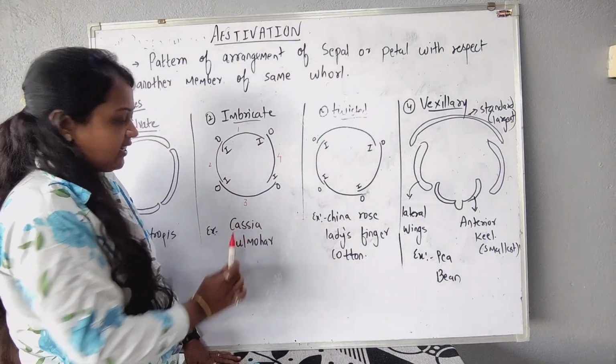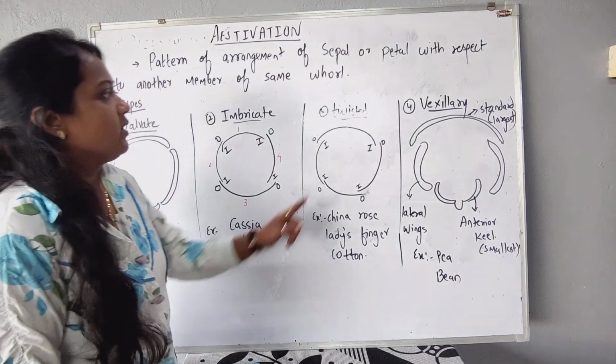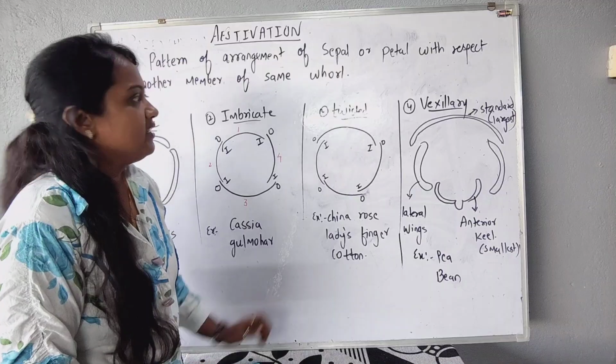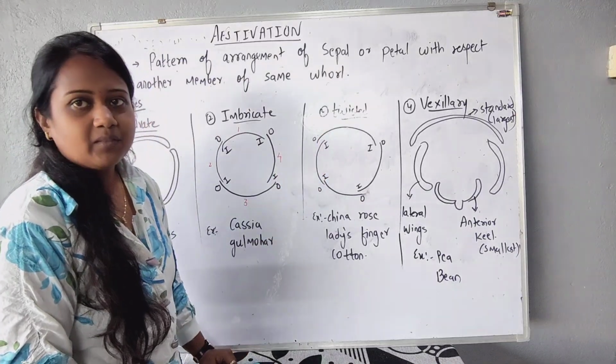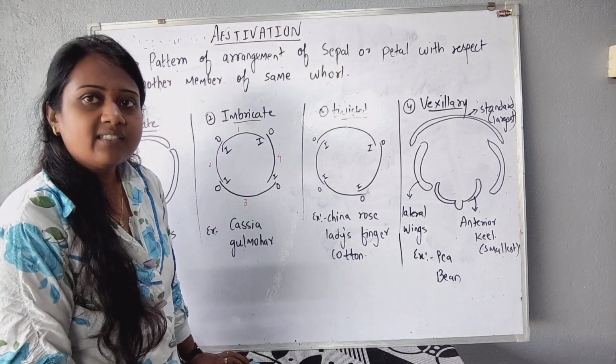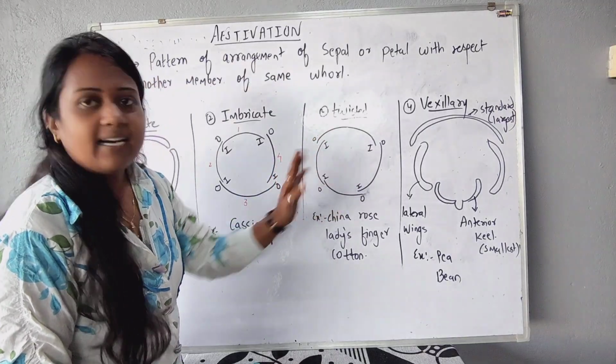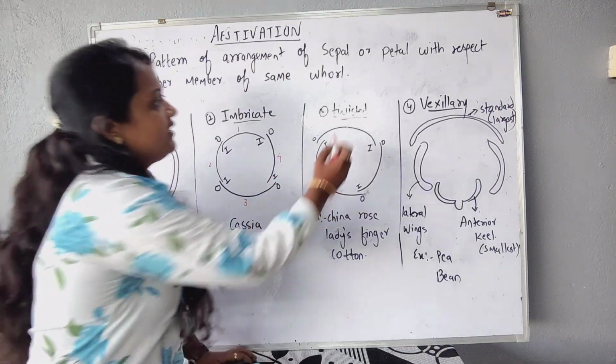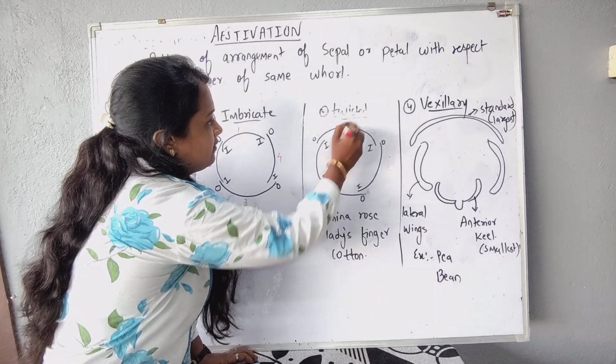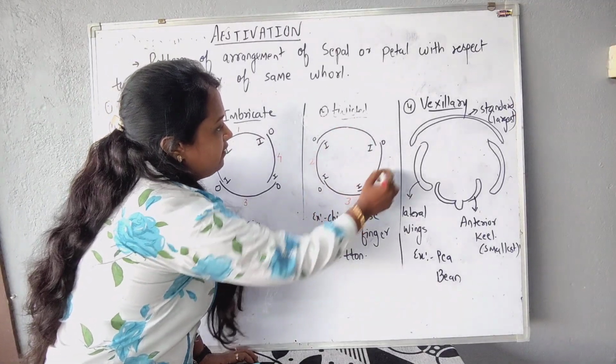Example is cassia and gulmohar. Then look at the third type of aestivation. That is twisted aestivation. What is twisted aestivation? It's very simple. See, the margins again, I am giving numbers for understanding. See, 1, 2, 3 and 4.